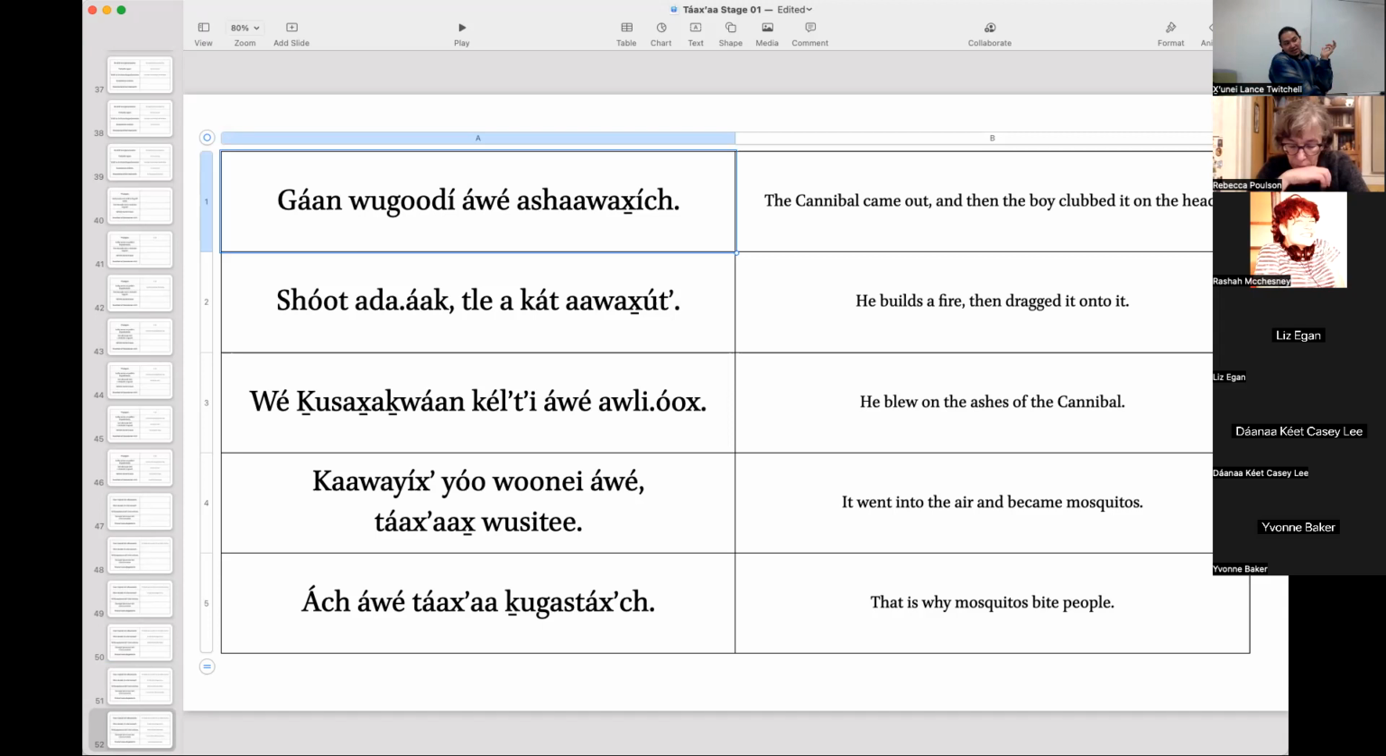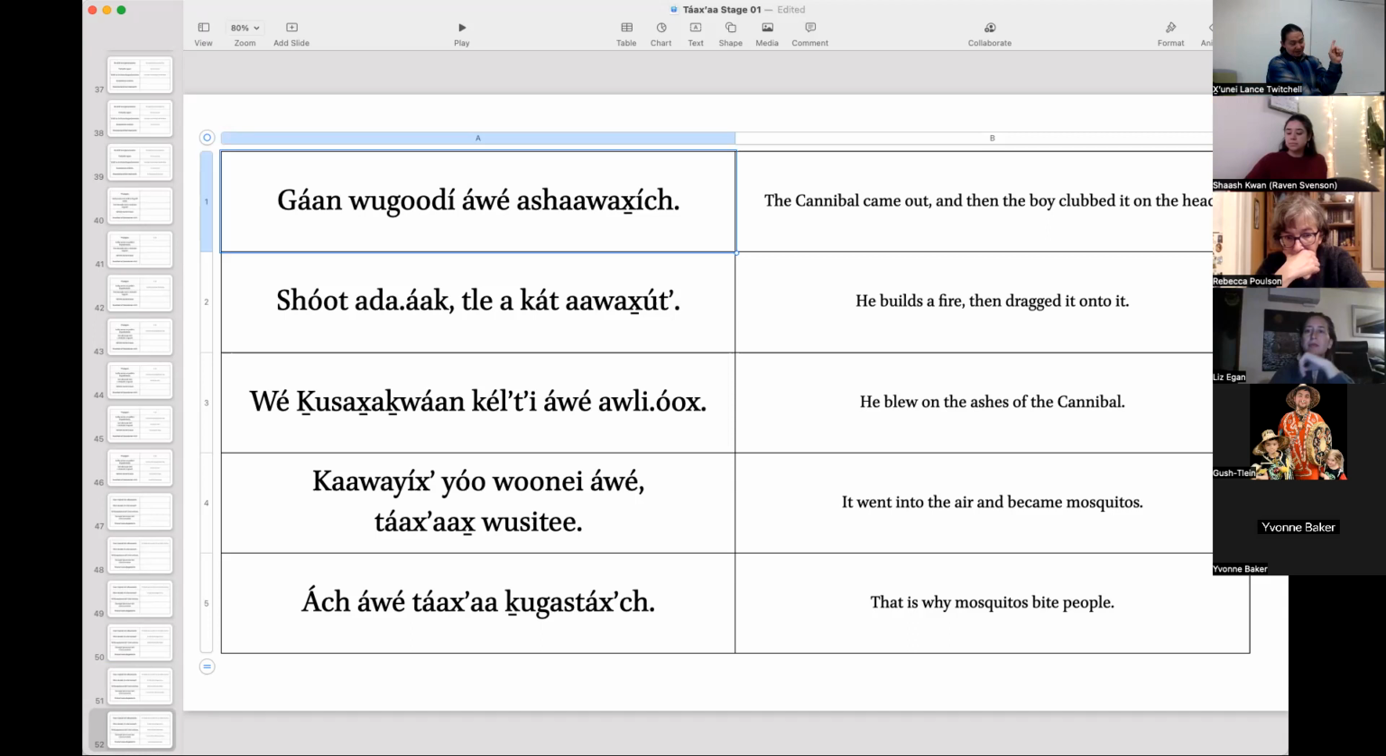If it's the last sentence, this is a classic Tlingit story construction. This happened, this happened, this happened. That's why it's this way. We've got a bunch of stories that are like that. So it kind of depends on context, right? So it does really mean because of that. And it could say, because of that, mosquitoes always bite people.